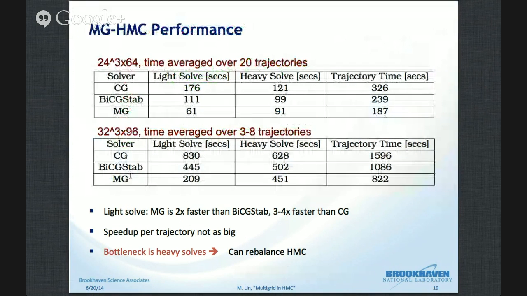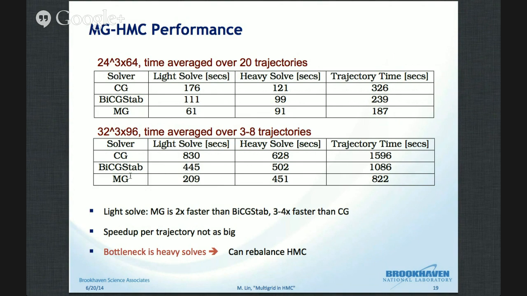Okay, so here's a comparison of the actual wall-clock time for three different solvers: CG, BiCGStab, and MG. I break them down into light solves and heavy solves and the total trajectory time. For BiCGStab, this is the solver that they originally used, and you can see they actually tuned the Hasenbusch preconditioner so that the light solve and heavy solve are pretty balanced. The time it spends in light solve and heavy solve is roughly the same. And for CG, it's a bit worse than BiCGStab.